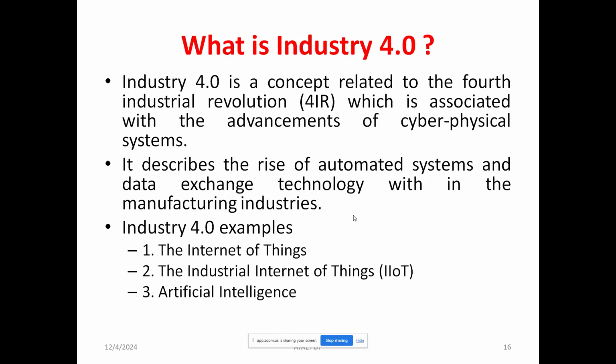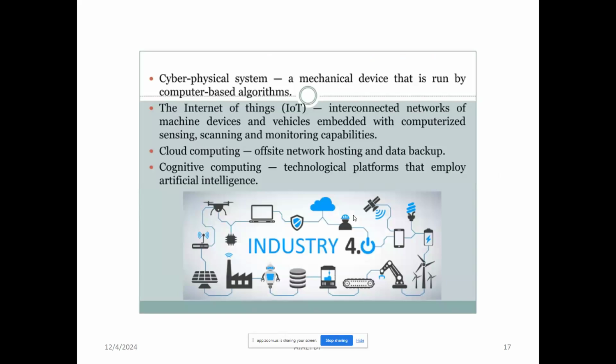There are several important examples of Industry 4.0. I would like to point out three things. One is IoT, that is Internet of Things, the second is industrial IoT, that is IIoT, and the third is AI, artificial intelligence. So what is a cyber physical system? A cyber physical system is a mechanical device that is run by computer based algorithms, because we are talking about industrial operations. We all know that in industries huge, bulky machines are in use. Those mechanically operated devices are operated by means of computerized algorithms. That is termed a cyber physical system.